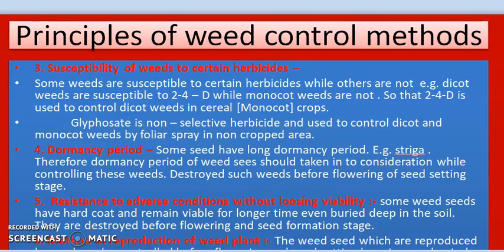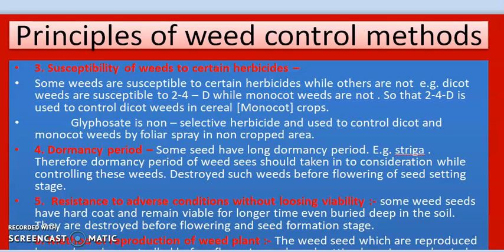Then the next one is glyphosate, which is a non-selective herbicide. So it easily controls dicot and monocot type weeds in wasteland, which is not under cultivation or not a crop area. In that field, non-selective weedicides can be used for effective weed control.